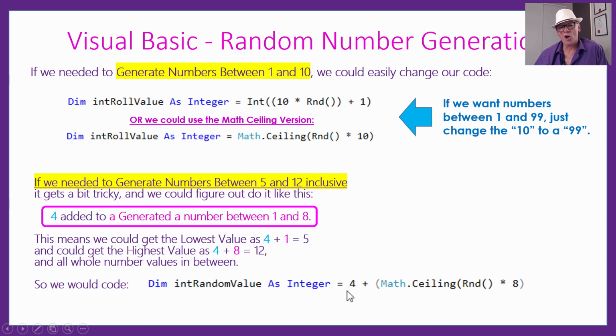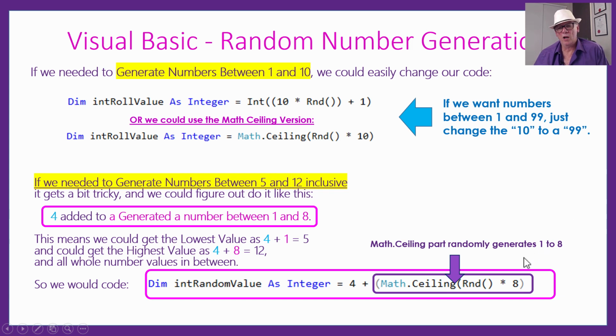And so we could write code like this, and this would get us numbers between 5 and 12. So this math ceiling part, that's generating 1 to 8, and then whatever gets generated, we're adding 4 on, and that'll actually change 1 to 8 to be 5 to 12, all right? So you could do it from first principles and work it out like that yourself.